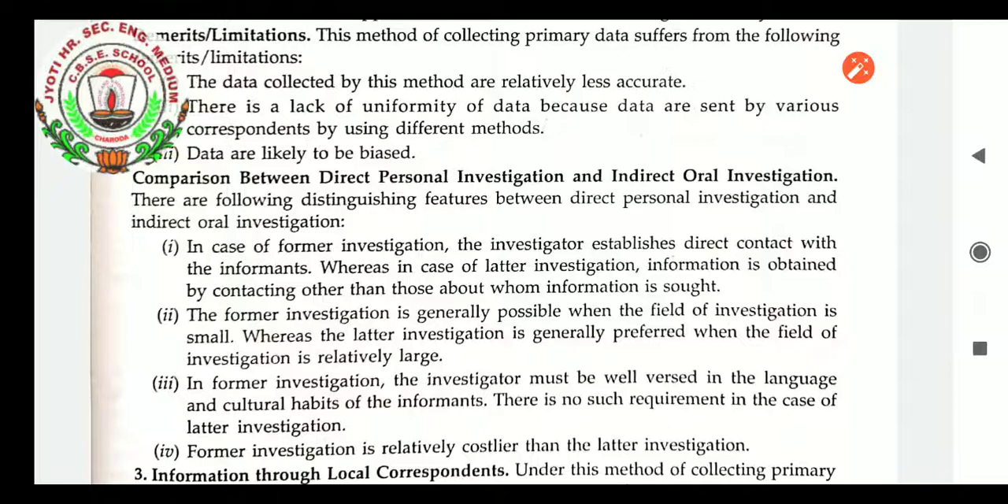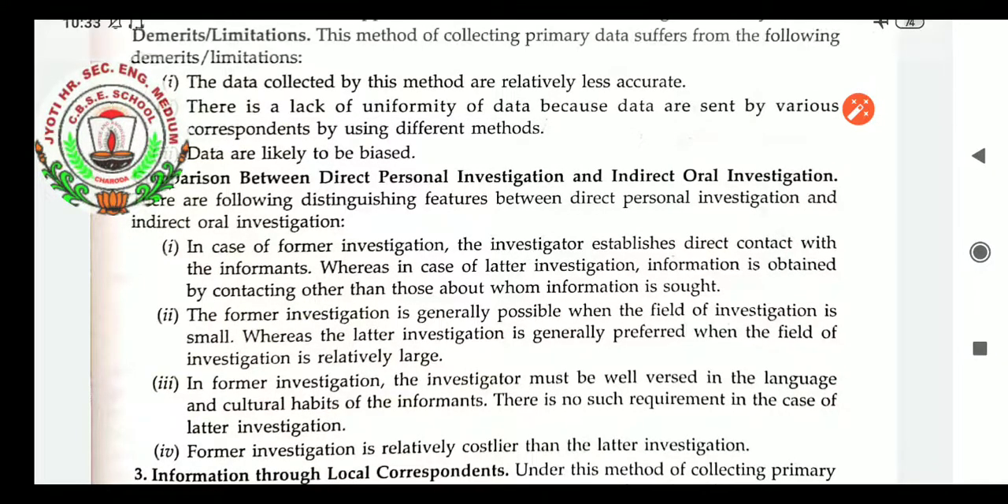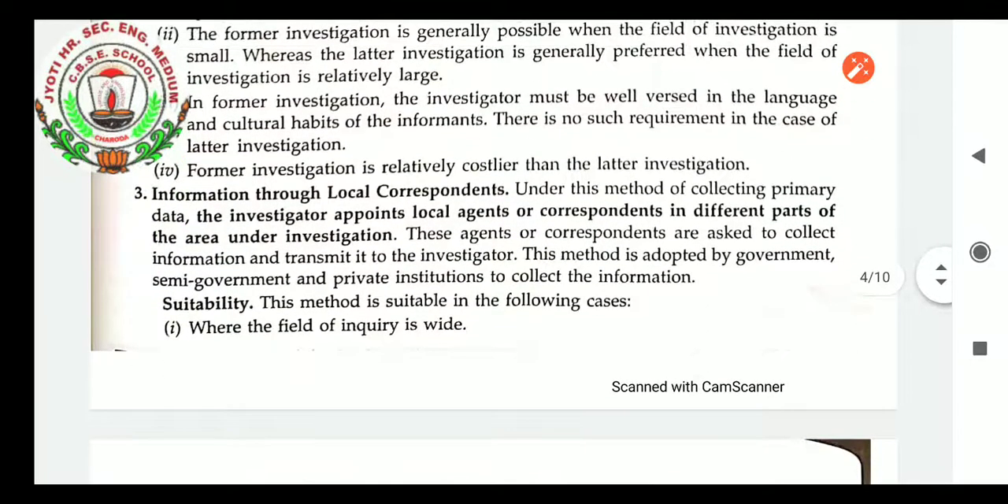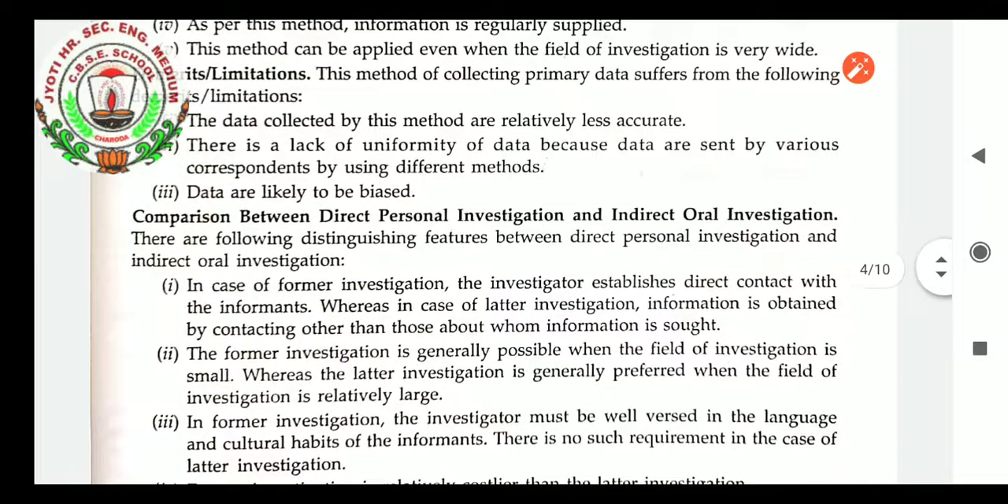Comparison between direct personal investigation and indirect oral investigation: if you want to know more, so that you have more information related to these methods, there are the following distinguishing features between direct personal investigation and indirect oral investigation. When we talk about direct investigation, students, in the case of the former investigation, the investigator establishes direct contact with the informant, meaning the one from whom we want to collect the data. We go ourselves and collect the data.